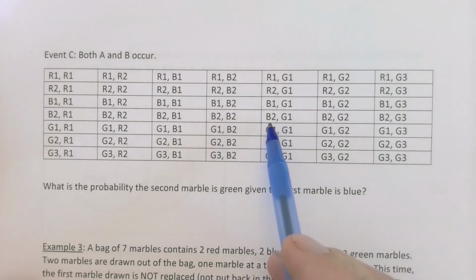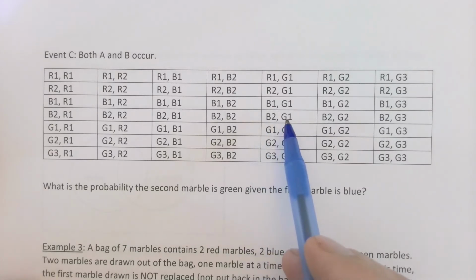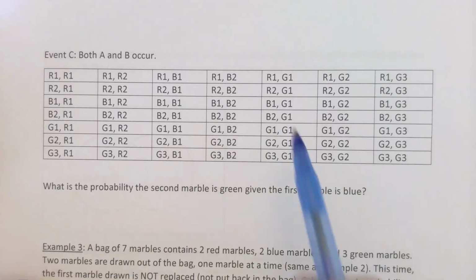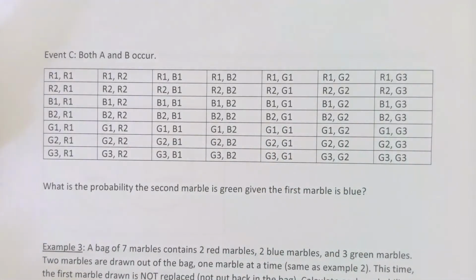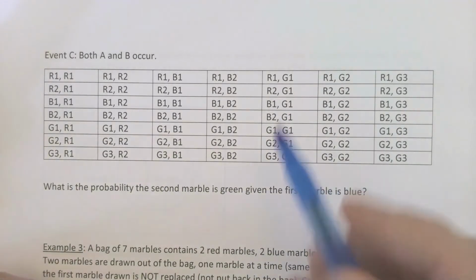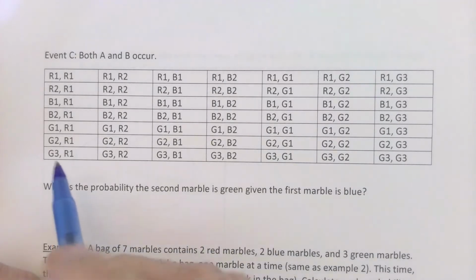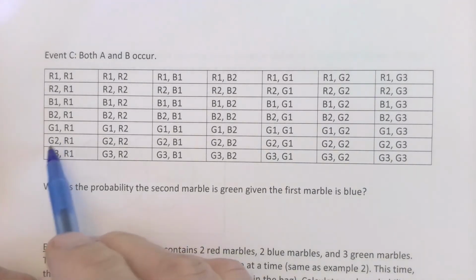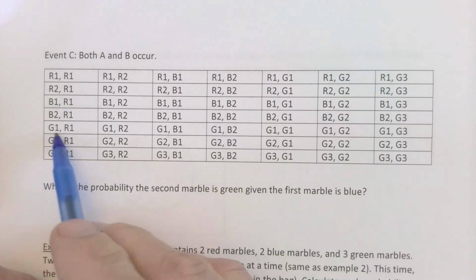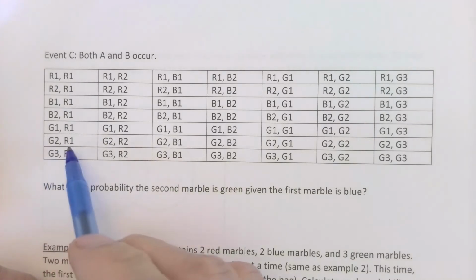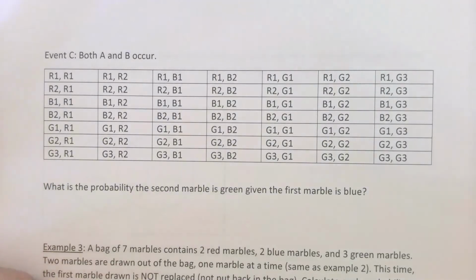So what do these symbols here mean? Well, B2 means that's a blue marble, the one labeled 2. G1 means that's the first of the 3 green marbles. So B2 G1 means I drew a blue and I drew a green. In particular, it was blue 2 and green 1. Whereas G2 R1 means my first draw was the green marble labeled number 2, followed by the red marble labeled number 1. Well, there are 49 different possible outcomes in this sample space.